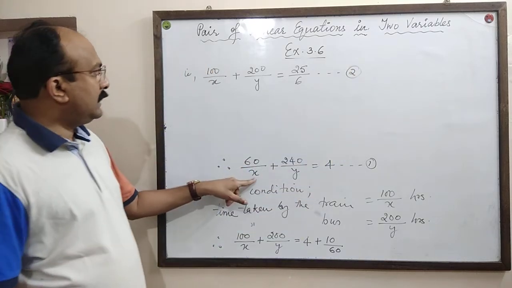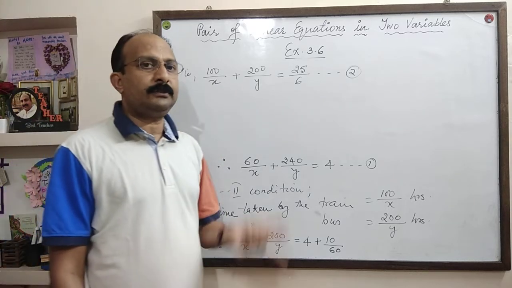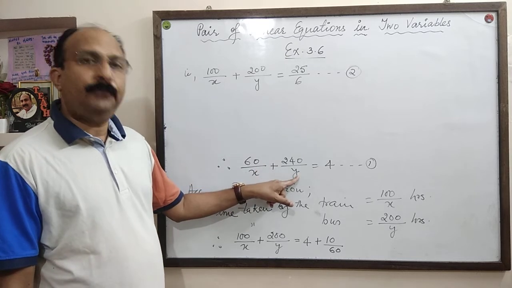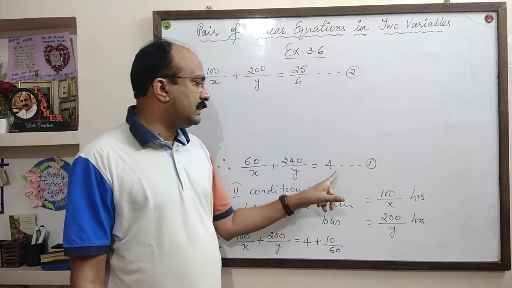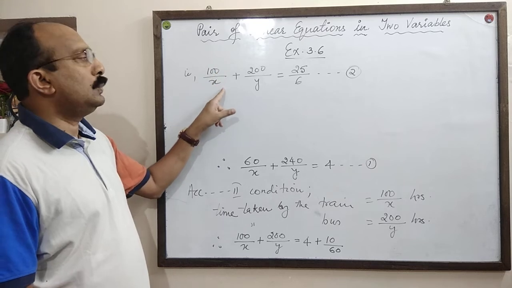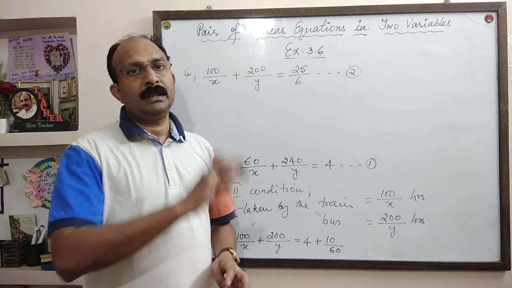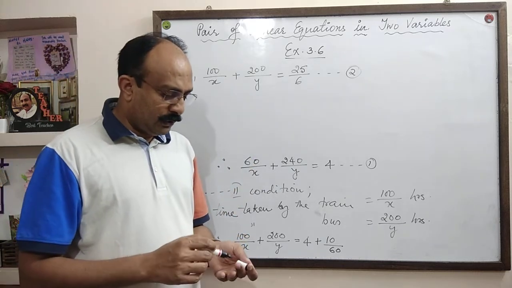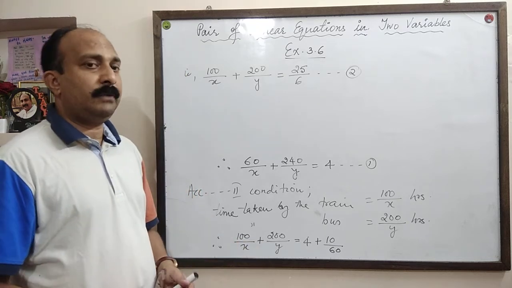Once again, there is upon x and upon y in equation 1 and equation 2. So what is the method of further solving these two equations? Let 1 upon x equal u, 1 upon y equal v. So equation 1 becomes 60u plus 240v equal to 4, equation number 3. Equation 2 becomes 100u plus 200v equal to 25 upon 6, equation number 4. Now solve 3 and 4 by elimination method. You will get the values of u and v. Then come back and put them in, and you will get the values of x and y.